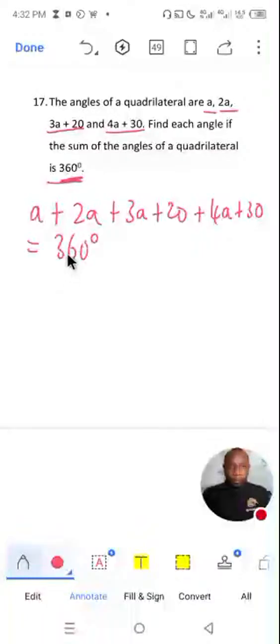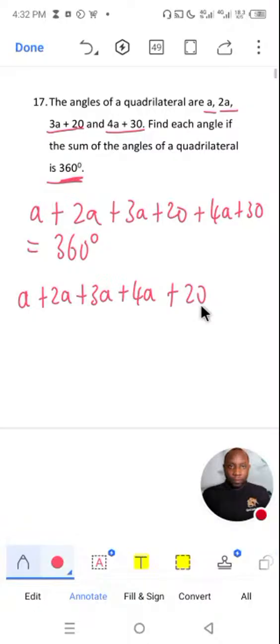So I want us to simplify the expression on the left side of the equation. I'm going to rearrange the terms, collecting like terms. So you have A plus 2A plus 3A plus 4A, all the terms with letters. Then the constant terms, the numbers: 20 plus 30, and all is equal to 360 degrees. Very good.